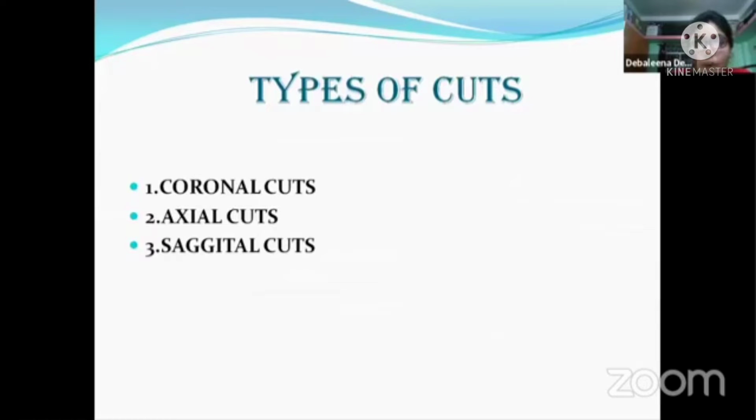So the type of cuts that we need are coronal cuts, axial cuts, and sagittal cuts. Not a single cut is important; all three cuts are important for looking at any structure.